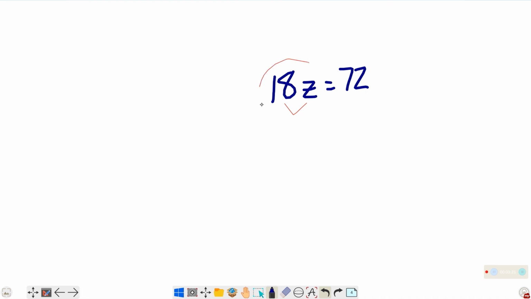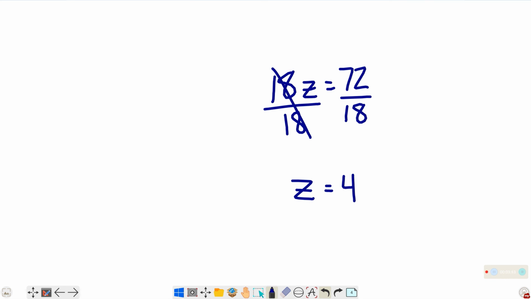When I have all of my variables on one side and all of my number tiles on the other, my last step is to split it or divide it. So we're going to split it into 18 equal parts. 18 divided by 18 is 1. So I just have 1 z remaining. When I divide 72 by 18, I get 4, which means z must be 4.